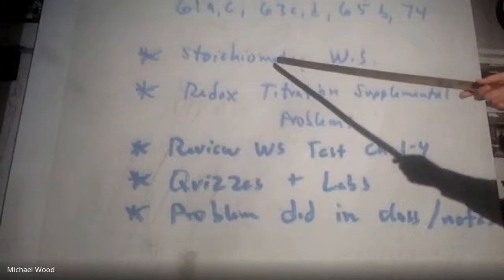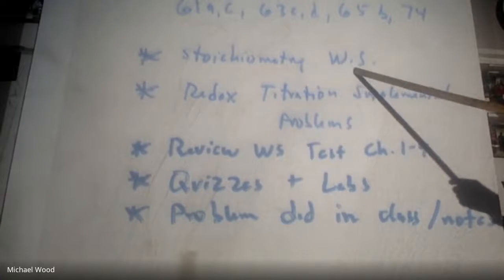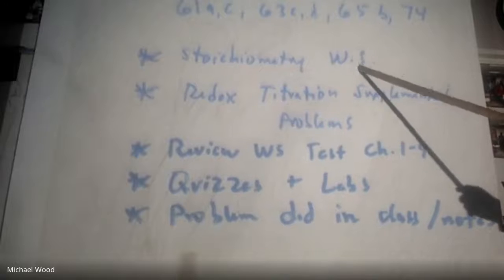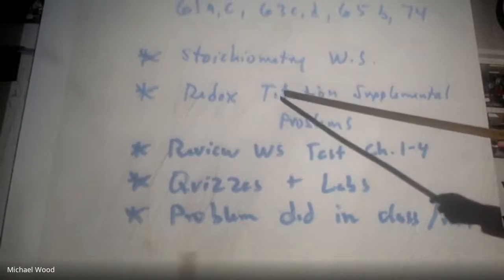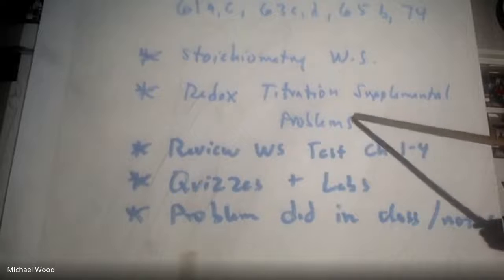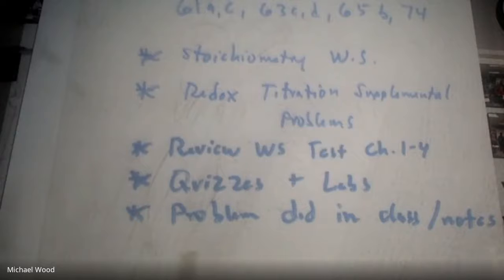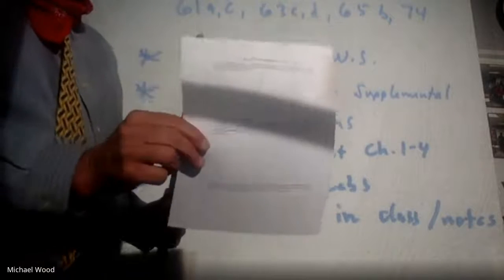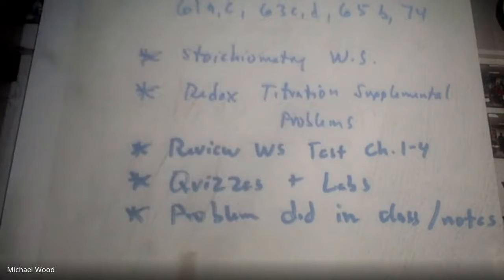Okay, other stuff that you guys should study getting ready for the test is I gave you maybe a week ago or 10 days ago the stoichiometry worksheet with some previous AP problems. You want to do that. The redox titration supplemental problems, that handout that I've actually given you guys Monday, Tuesday. So this handout right here, I would make sure you know what you're doing on that. Okay, and then the review worksheet, which again, all the answers are included.